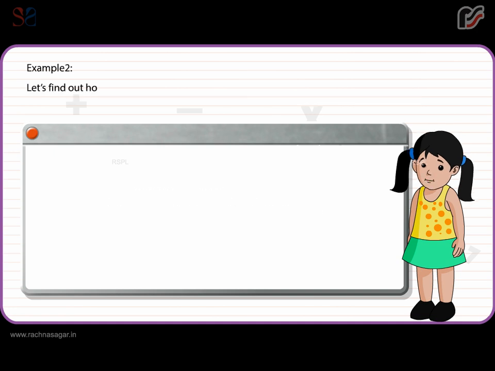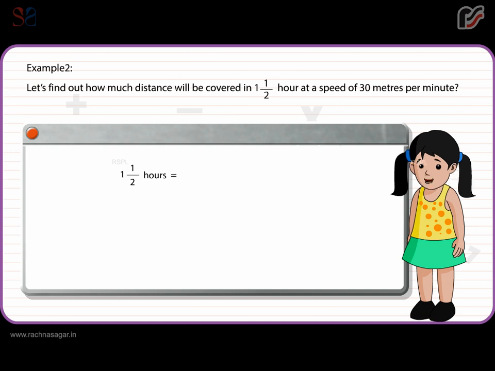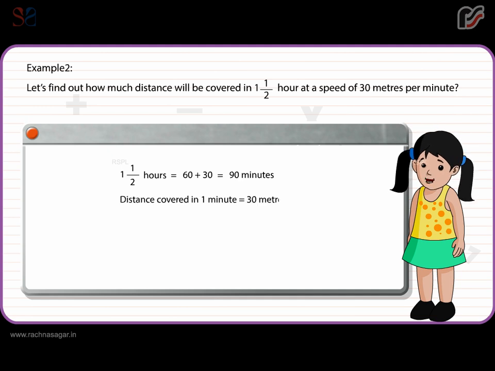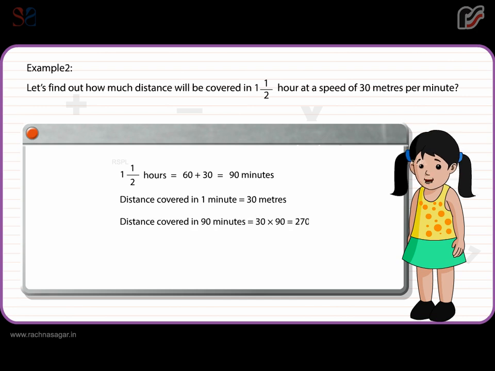Example 2. Let's find out how much distance will be covered in 1 by 2 hour at a speed of 30 meter per minute. 1 by 2 hours is equal to 60 plus 30 is equal to 90 minutes. Distance covered in 1 minute is equal to 30 meters. Distance covered in 90 minutes is equal to 30 multiplied by 90 is equal to 2,700 meter is equal to 2,700 divided by 1,000 kilometer is equal to 2.7 kilometer.